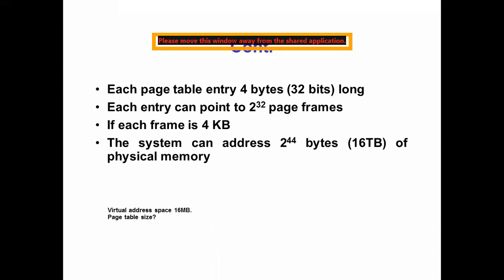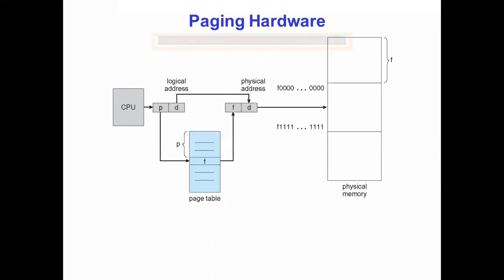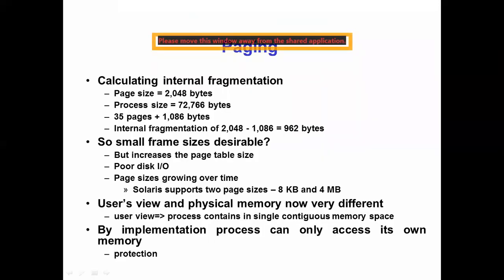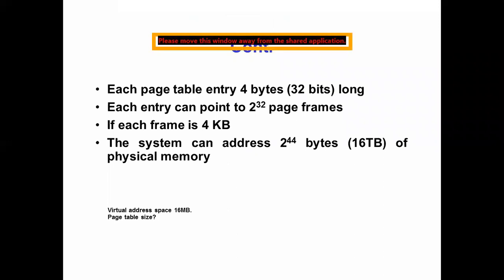In the preceding slide, you have already seen the diagram. Now, after the CPU, you can check again here, because it has the page table. All those pages reside here, in the page table. Here we are going to divide the page table entry in the form of 4 bytes, so it is 32 bits long. Each entry can point to 2 to the power 32 page frames.